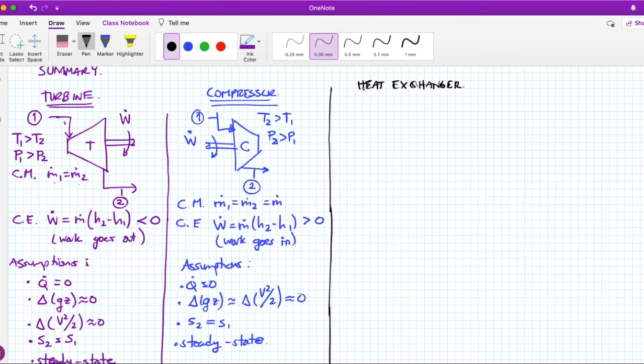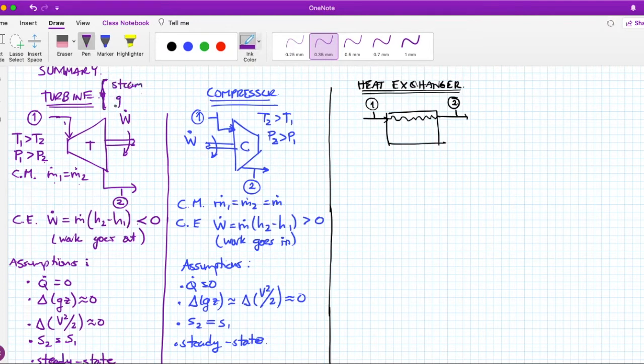For the heat exchanger, I will model this as a rectangle. It's just a box that you put into something. I'm going to call this 1, and this is going to be 2. In there, this substance is flowing. I don't need to define which phase of that substance it is. Here I needed to emphasize it so nothing is missing. In thermodynamics, you basically work with steam and gas.